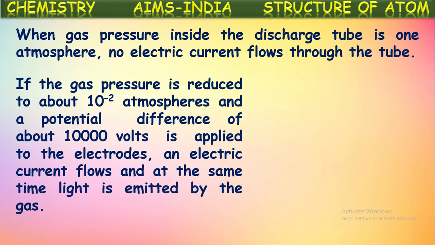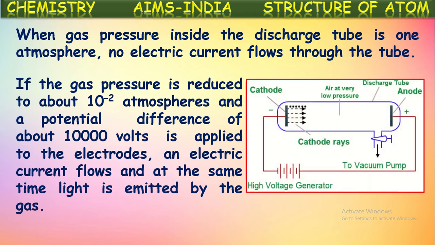If the gas pressure is reduced to 10 to the power of minus 2 atmospheres, that is, to very low pressure, and a potential difference of about 10,000 volts is applied to the electrodes, an electric current flows and at the same time light is emitted by the gas. So this is the experimental setup of the discharge tube. This blue colored hard glass tube is called the discharge tube, which is closed at both ends.